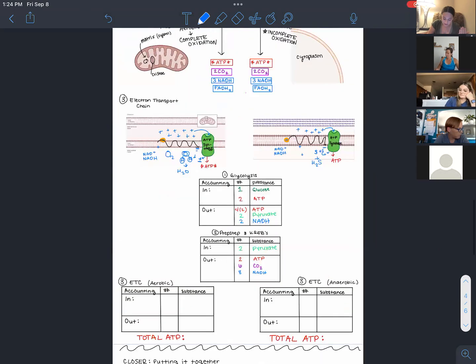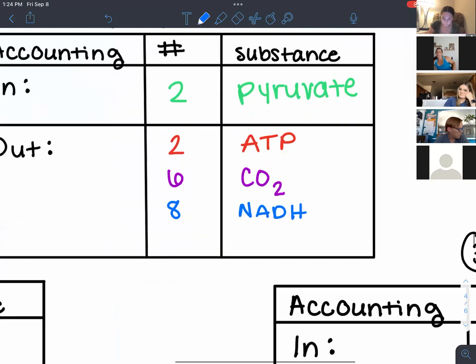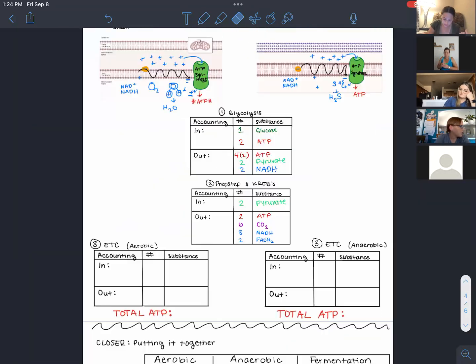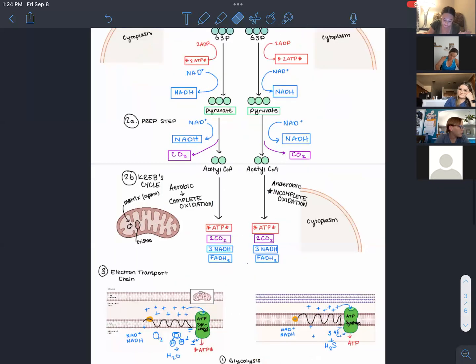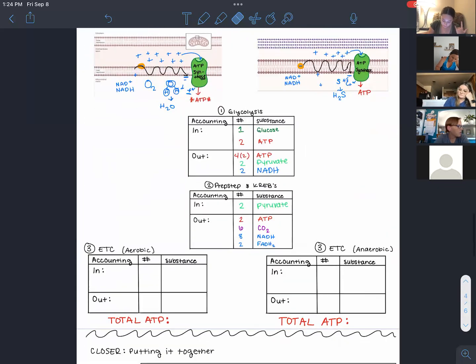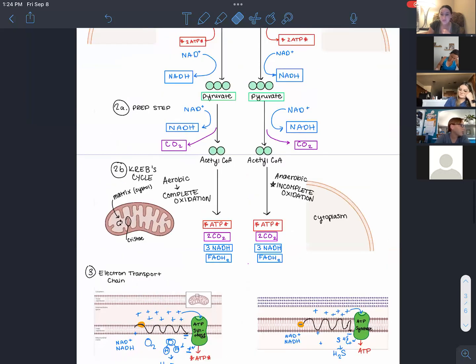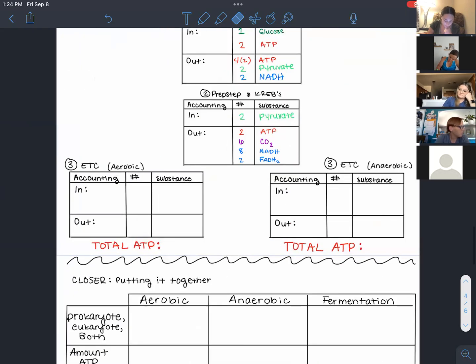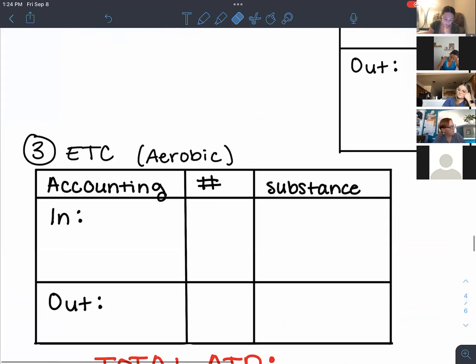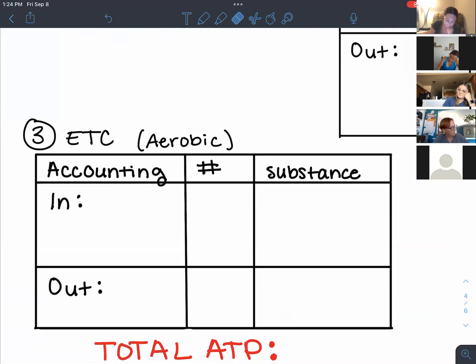Okay. And then what's the other thing I get? FADH2. FADH2, and how many? 2. Yes. And then I also get 6 carbon dioxide and 2 ATP. Okay. Mm-hmm. All right. So now if I'm talking about aerobic respiration, what goes in to the ETC?